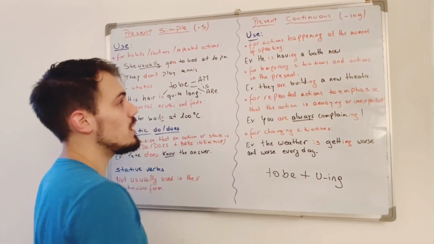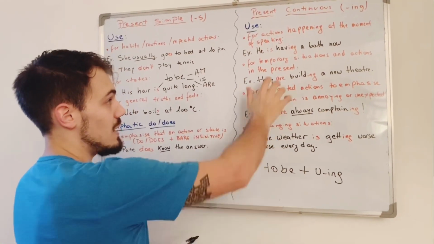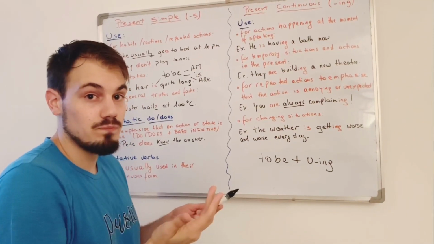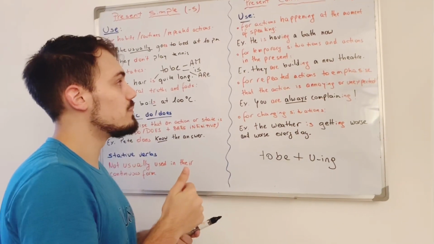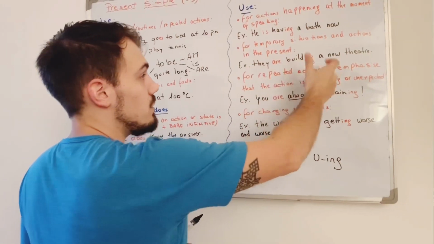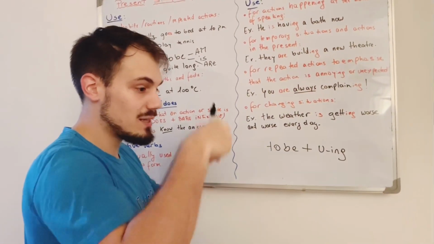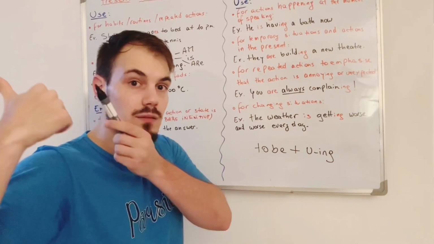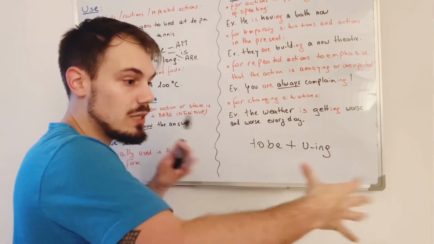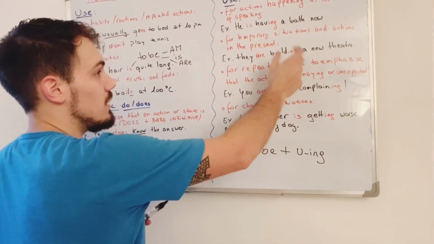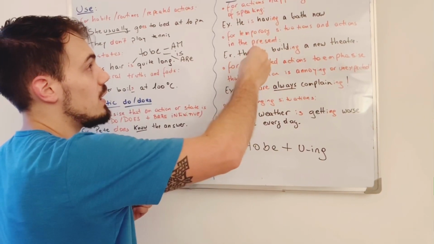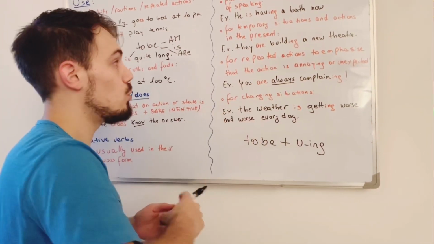Then we use it for temporary situations and actions in the present. As they are temporary, they are not permanent. So they will finish somewhere, sometime in the future, okay? So, for example, they are building a new theater, okay? It doesn't mean that now, at the moment of speaking, they are working there, building the theater, okay? It means that in a period of time they are working on the theater, but they will finish this, and this action will not be something happening at the moment, okay?